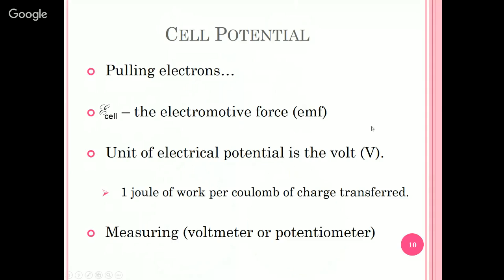So cell potential, pulling the electrons. So really it's the cathode that's pulling the electrons from the anode to the cathode. And this is what we call the electromotive force. And this is represented by this fancy looking E. So this is the potential of the cell. Our electrical potential is measured through volts. And 1 joule of work per coulomb of charge transferred. So a volt coulomb is equal to 1 joule. We can measure this using a voltmeter or a potentiometer.